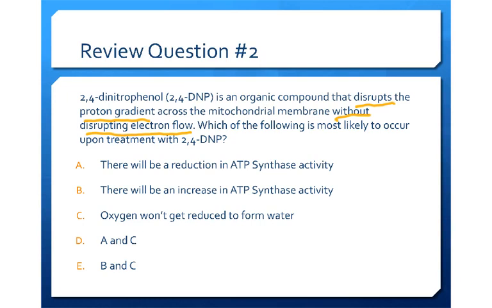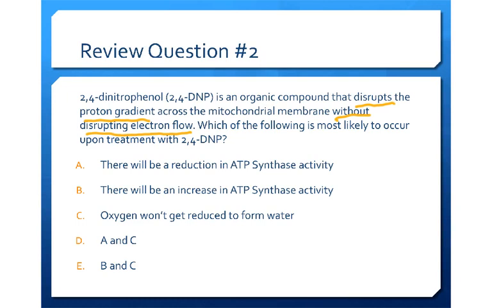A, there will be a reduction in ATP synthase activity. B, there will be an increase in ATP synthase activity. C, oxygen won't get reduced to form water. D, A and C. E, B and C. Now these questions are kind of annoying because you need to know multiple aspects about the problem in order to get the question right. But they're also easy in the sense that we can eliminate answer choices pretty quickly.